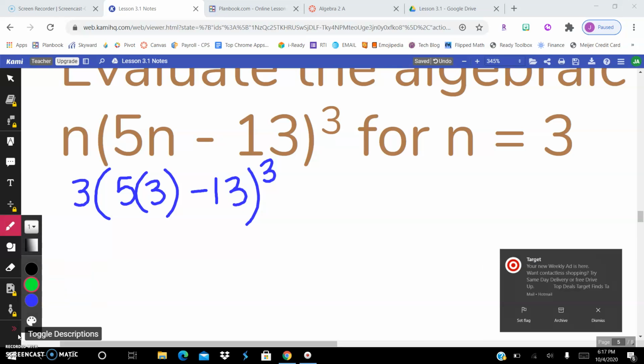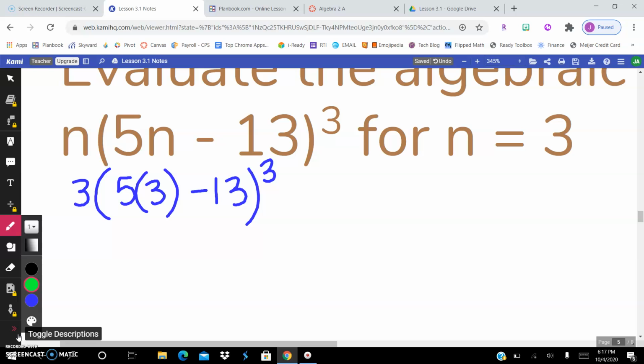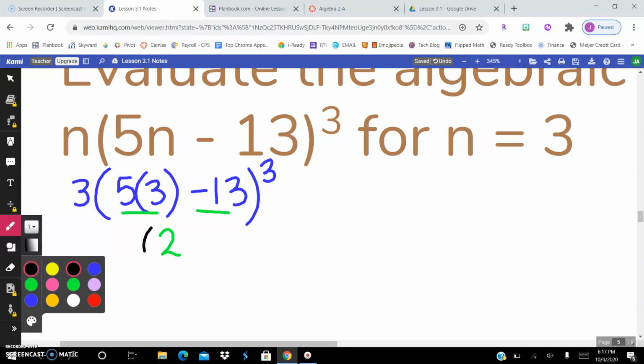Order of operations starts with parentheses. So inside of the parentheses, I have 5 times 3, and then I have minus 13. So that's really 15 minus 13, and that would give us an answer of 12. Sorry, not 12, 2. 15 minus 13 is 2. And then I'm just going to bring down what is left over. We have 3 times 2 to the third power.